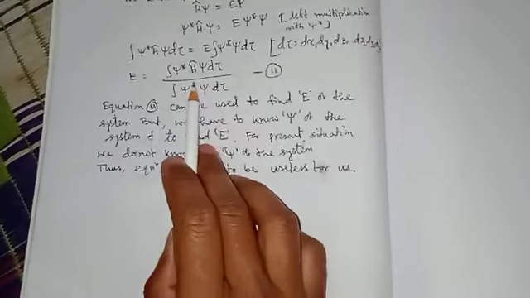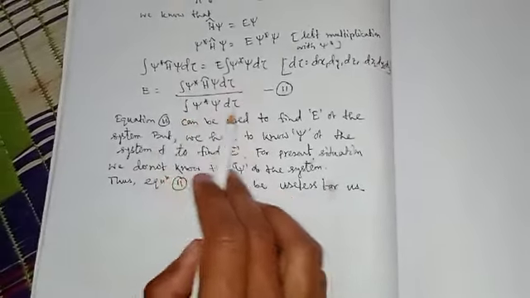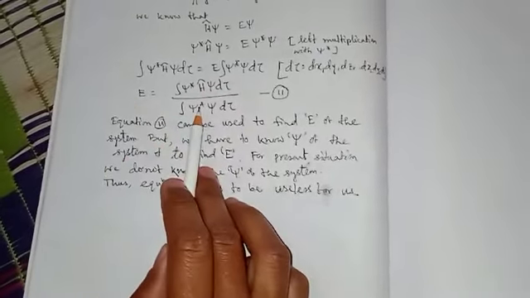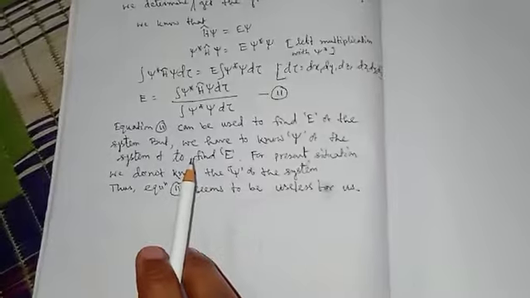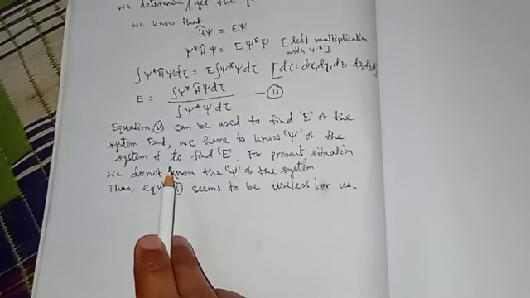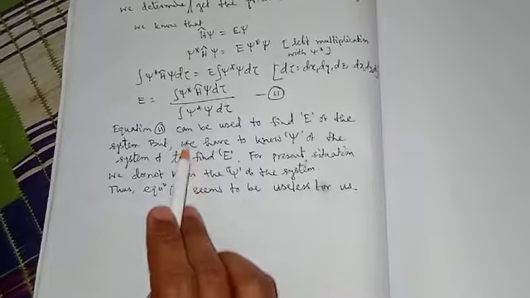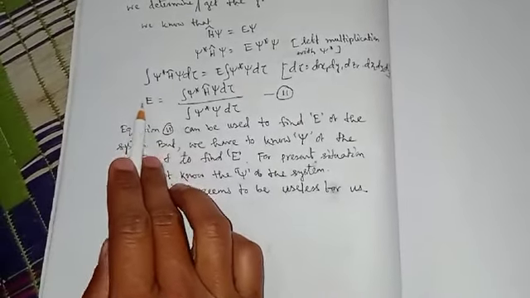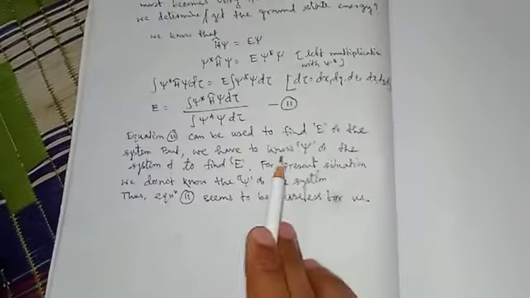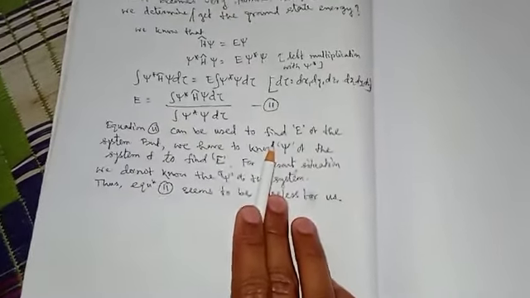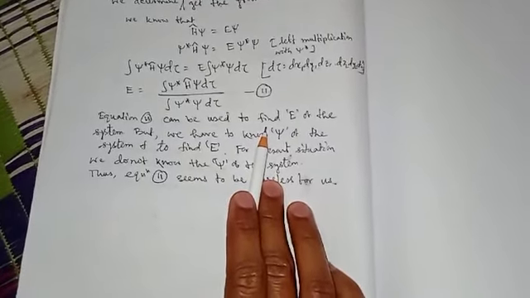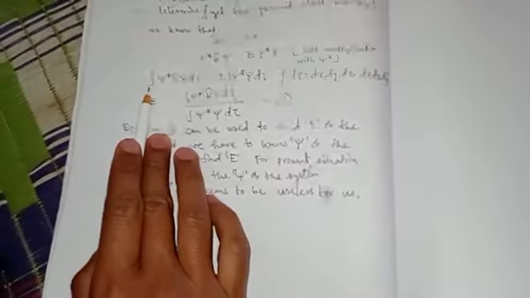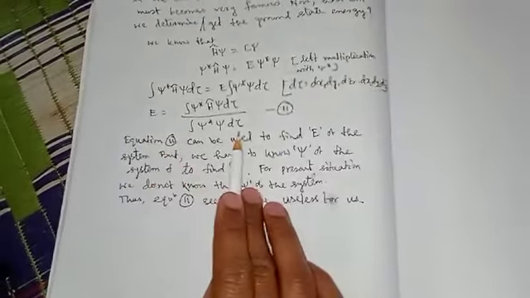We can use this equation to find the energy of the system if we know the wave function of the system. But we do not know the wave function. That's why we are interested in solving the Schrodinger equation of a many electron system or of a complex system. So that equation will no longer be useful for us. So we have to find another way. How could we get the energy of the system without knowing the wave function of the system?